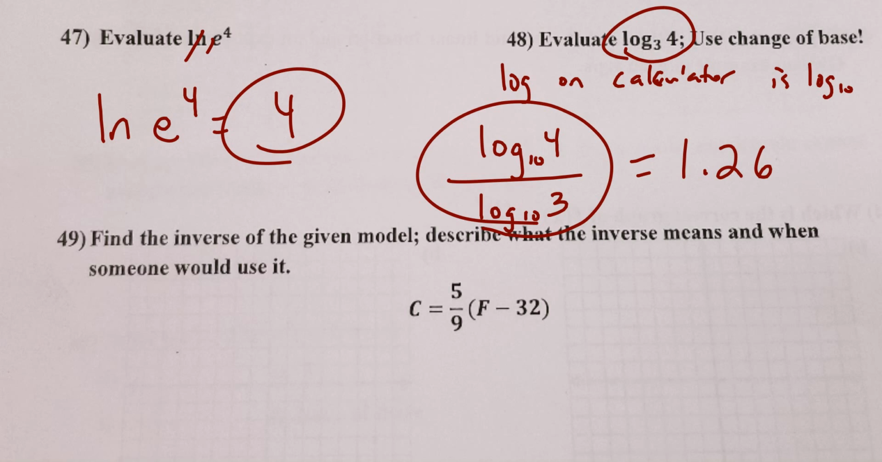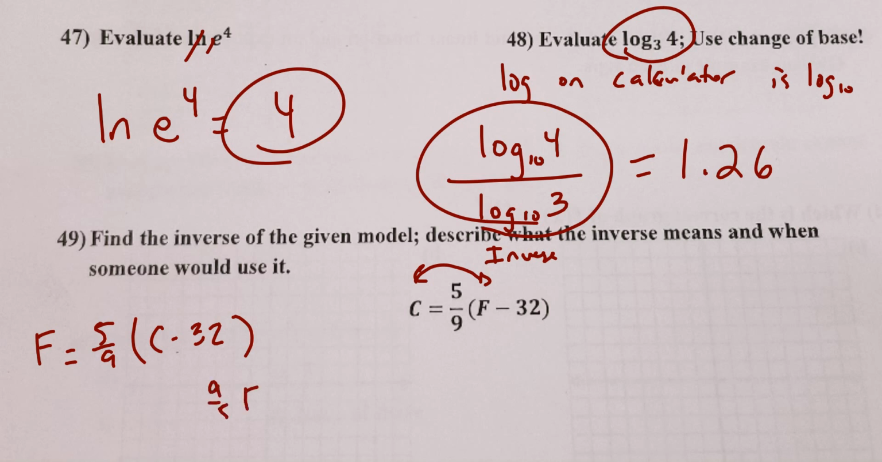Find the inverse given the model. Alright, so Celsius, if I switch the variables, that's finding the inverse. The inverse is switching the letters. So I'm going to have F equals 5/9 C minus 32. Now I'm going to solve for F, or for C. So I'm going to multiply both sides by 9/5. So I'm going to have 9/5 F equals C minus 32.